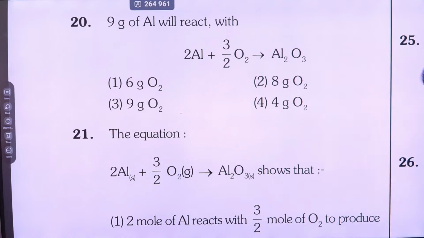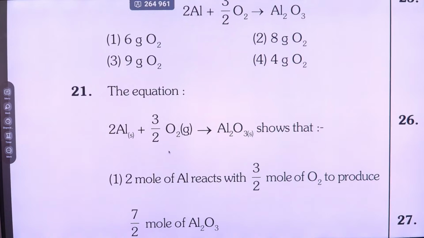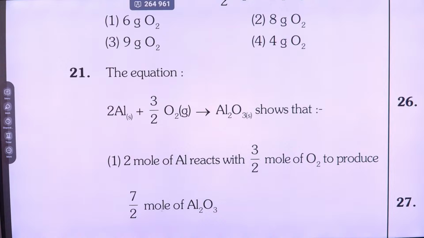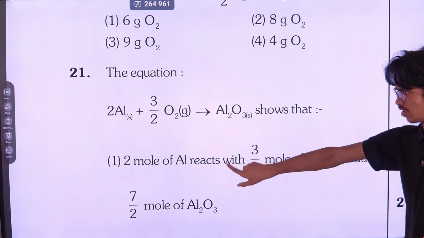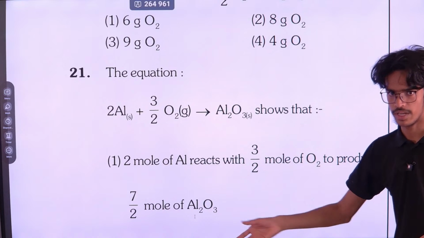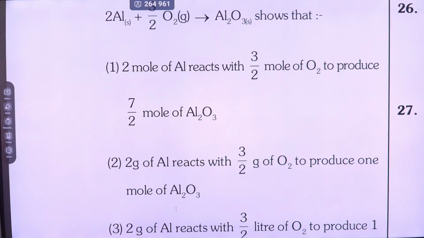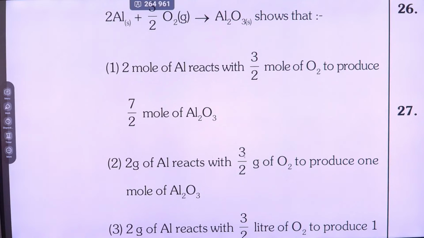And now the options are, first of all, question number 21, okay, let's see. It says that 2 moles of aluminum reacts with 3 by 2 moles of oxygen. Very good, this is right. To produce 7 by 2 moles of aluminum? No, it is just 1 mole of aluminum, right? So this option is wrong. Okay, I'll do this problem, don't worry, you can get your 4 marks easily. Again, 2 gram of aluminum reacts with 3.2 gram of oxygen. Very good. To produce 1 mole of Al2O3.